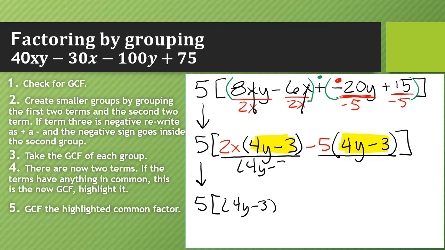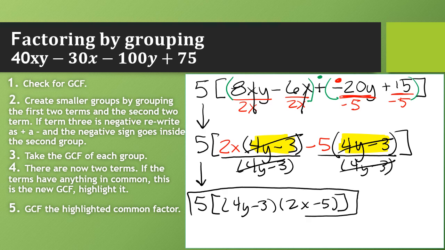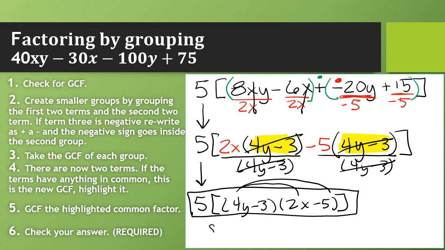And I'm going to take a 4y minus 3 out of here, and I'm going to take a 4y minus 3 out of here. Since I have matching binomials here and matching binomials here, those reduce to 1. And that leaves me with my second binomial, 2x minus 5. At this point, this is my answer. And if you want to check, you can do the double distributive property. So multiply, multiply. So we have 8xy minus 20y. And then you're going to multiply here and multiply here. So minus 6x plus 15.